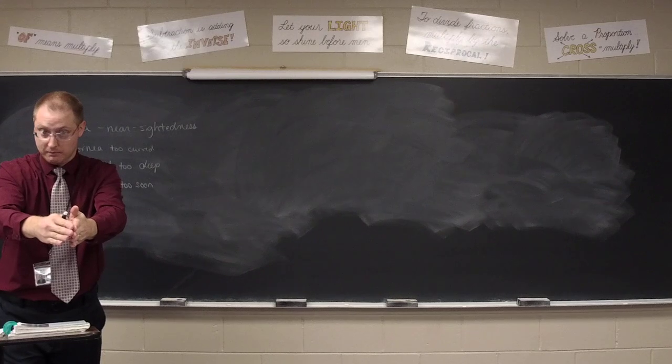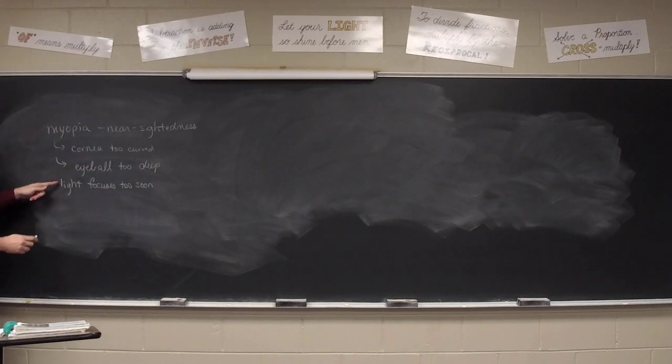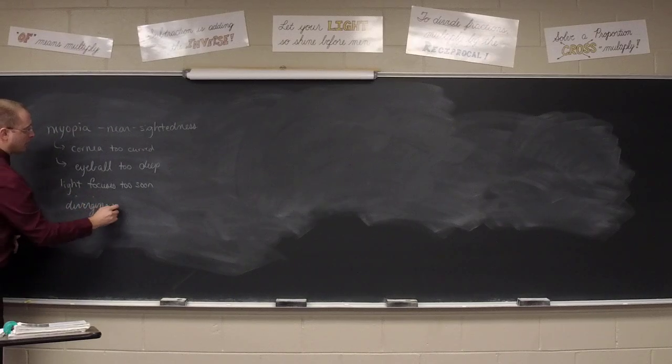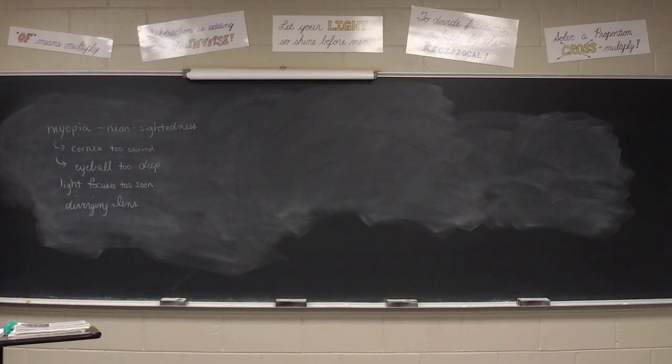Does that make sense? Because light focuses too soon, you use a diverging lens to correct myopia. It causes the light rays to spread outward just a little bit so that when they hit the lens of the eye, they're on their way out. They're not parallel anymore. They're going outward. The lens first has to correct the outwardness and then focus them from there, causing them, if you have the right strength of lens, to perfectly focus on the retina.